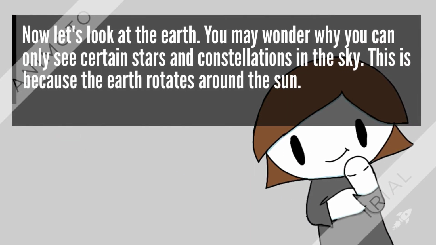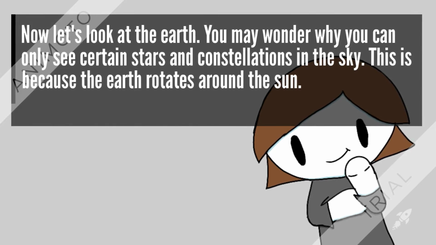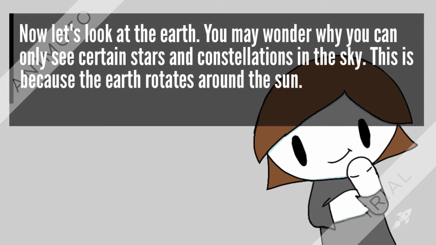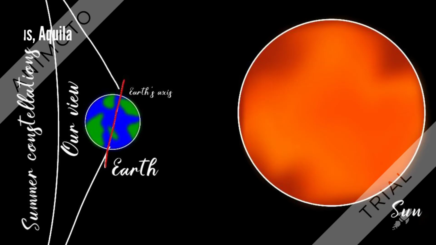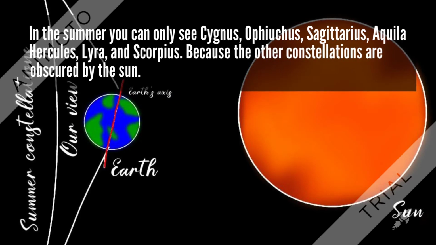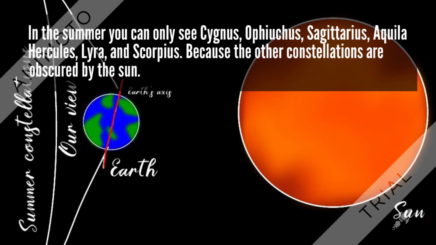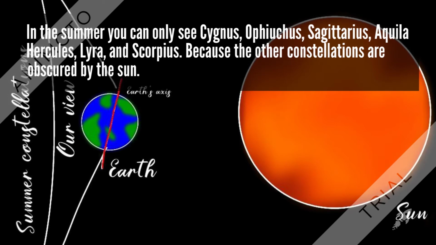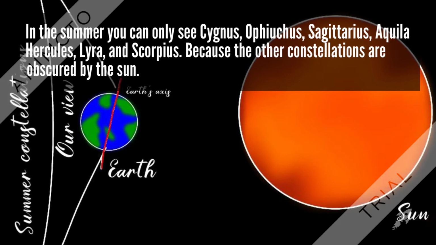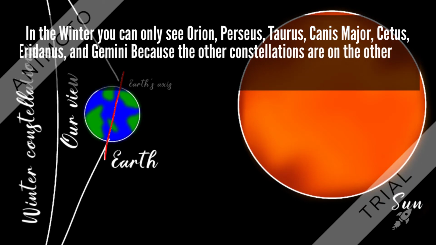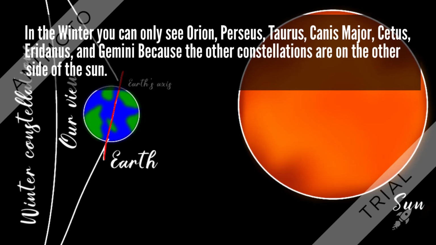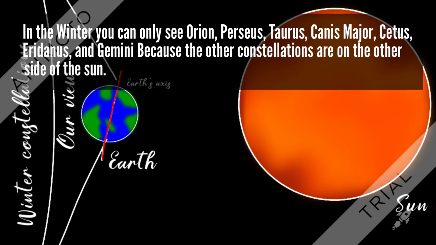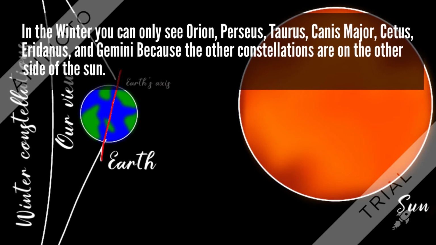You may be wondering why we can only see certain stars and constellations in the sky at certain times. This is because the Earth rotates around the sun. In the summer, you can only see Cygnus, Ophiuchus, Sagittarius, Aquila, Hercules, Lyra, and Scorpius because the other constellations are obscured by the sun. In the winter, you can only see Orion, Perseus, Taurus, Canis Major, Cetus, Eridanus, and Gemini because the other constellations are on the other side of the sun.